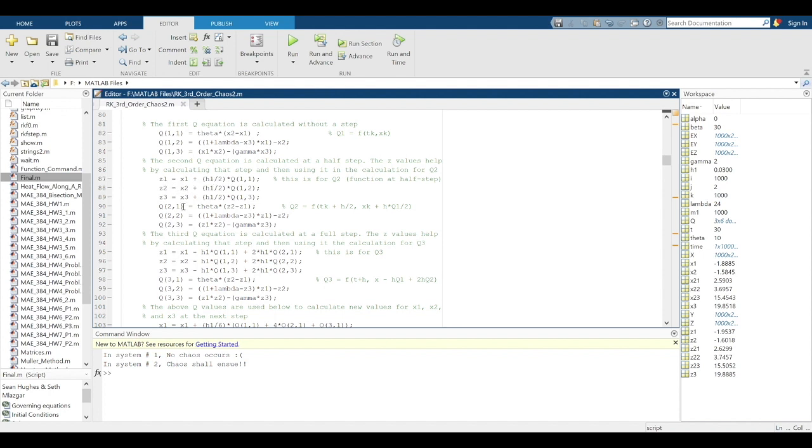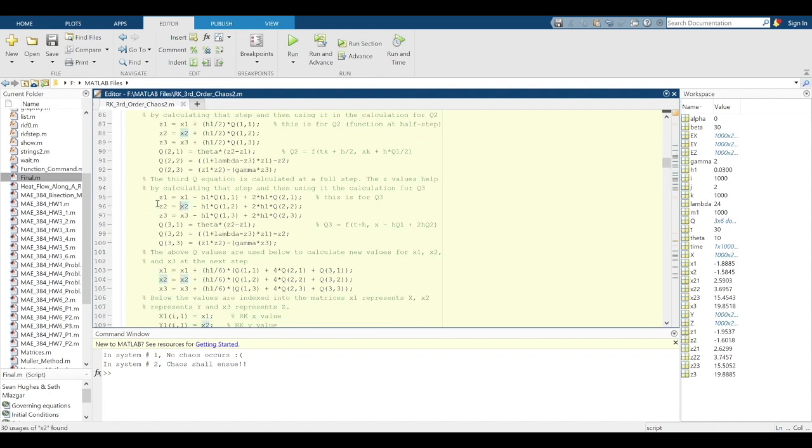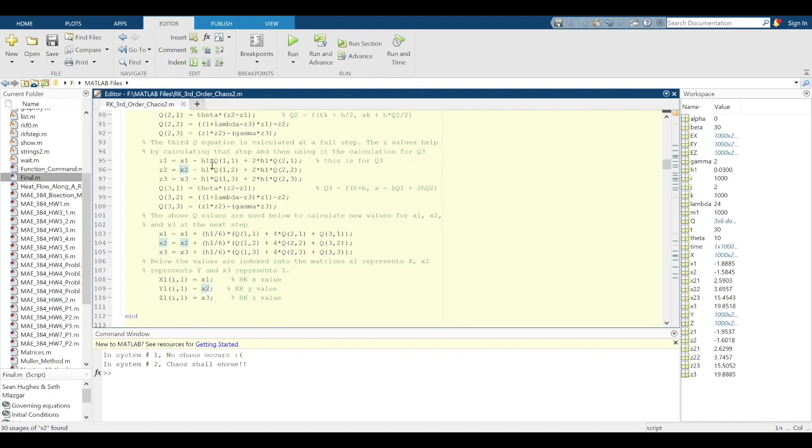Then those are used in the Q2 equation, which is shown right here: xk plus h times q1 divided by 2. It then goes on to calculate these z equations for Q3, which are used at a full step, not just a half step, but a full step right here for the Q3 equations. This is the full step.